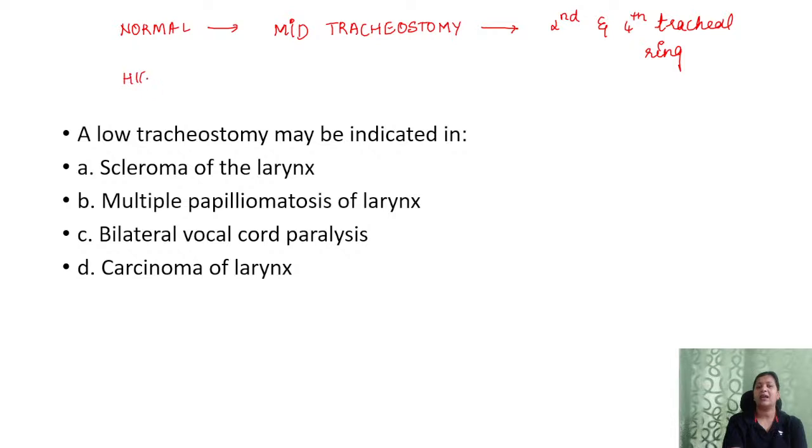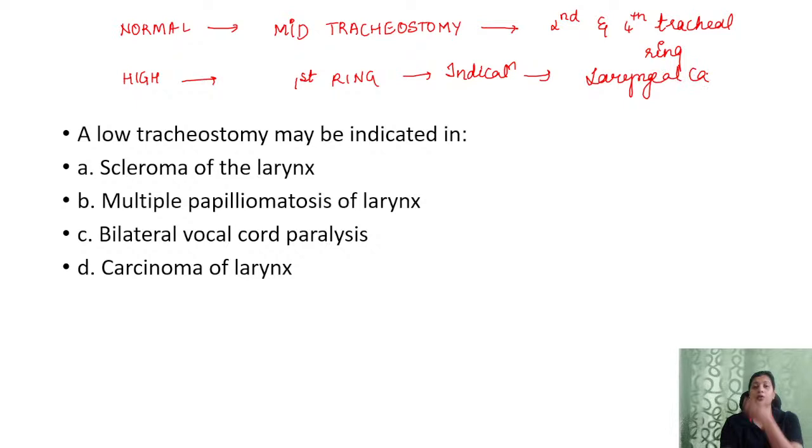Then what is high tracheostomy? If you do it at the first ring, it is called high tracheostomy. The indication for high tracheostomy is whenever there is a laryngeal carcinoma and you're planning to do a total laryngectomy. When you're removing the larynx, what is happening to the trachea down? It is going to get disconnected from the larynx and you have to bring that out as a permanent tracheostomy, right? So obviously, why will you jump from after the larynx to the second ring? You will just go below it and make the tracheostomy at the first ring.